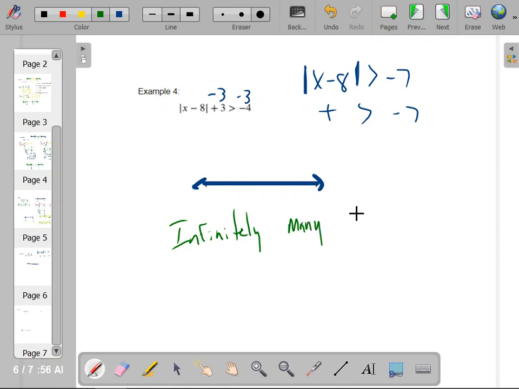There are other notations we could use, but I think this is the best. There are infinitely many solutions, all real numbers. A positive number will always be greater than negative 7. So you don't actually need to split this one up.